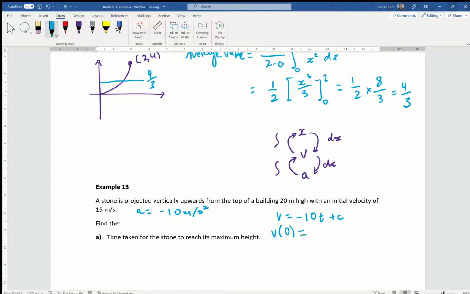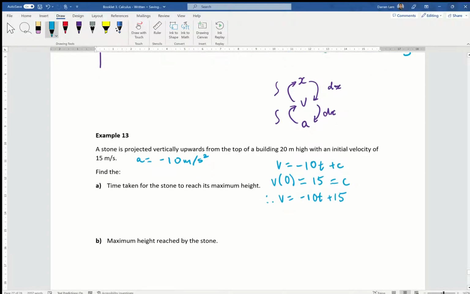So in other words, v of 0. What is v of 0 equal to? That would be displacement. Well, v of 0 is the initial velocity, right? And it states the initial velocity is 15 meters per second. So v of 0 is 15, which is also c, because if I substitute t equals 0, I get c. So my formula for velocity is v equals negative 10t plus 15.